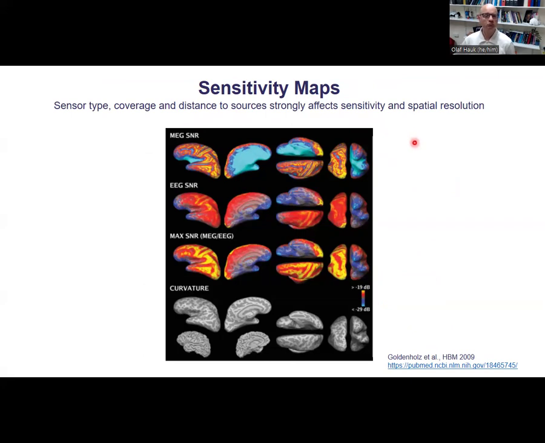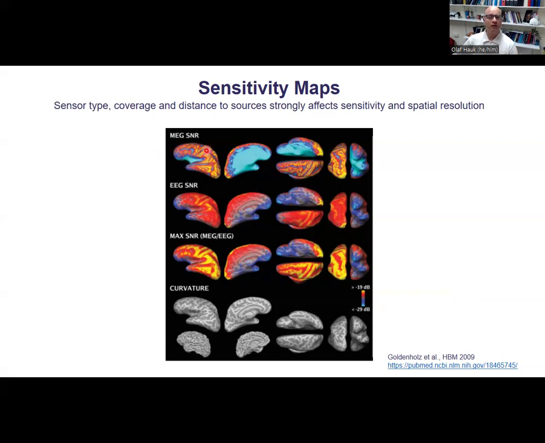I think it's always useful, educational to look at that. So if you put dipoles at every vertex on your cortical surface and you compute the signal from a dipole with unit strength, and then you can visualize that for every location on the cortical surface as a signal to noise ratio with respect to some arbitrary noise level, and this here is expressed as decibels. Then you get an idea of which areas you're most sensitive to and which areas you're least sensitive to. So in this case, yellow and reddish colors mean high SNR, high sensitivity, bluish colors mean low sensitivity.